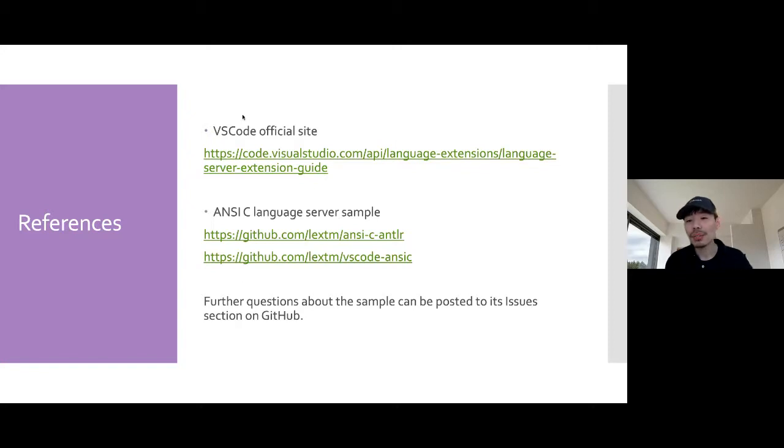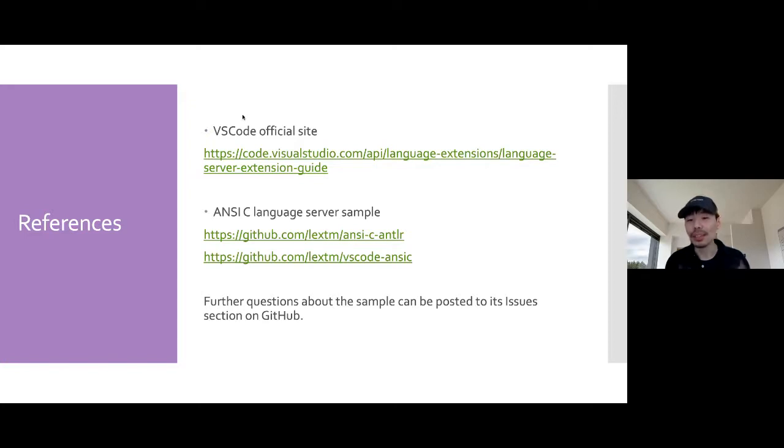I also provide you two GitHub repositories. The first one, ANSI-C-Ento, is a simple ANSI-C language server built upon the existing C-Ento grammar file. You can check out its source code to understand the steps I described earlier in the slides. And the second repo is the VSCode ANSI-C extension. It's a demo extension just for the ANSI-C language server.